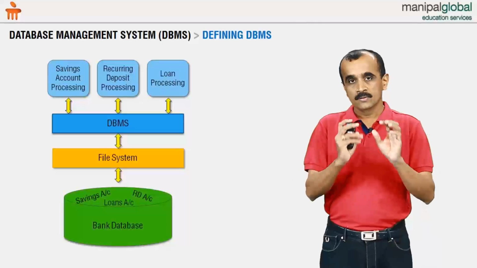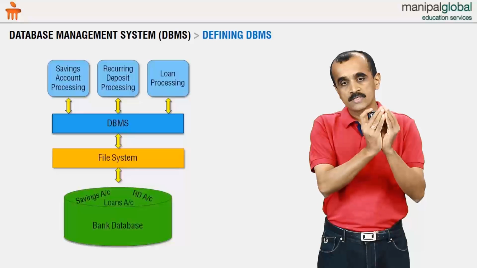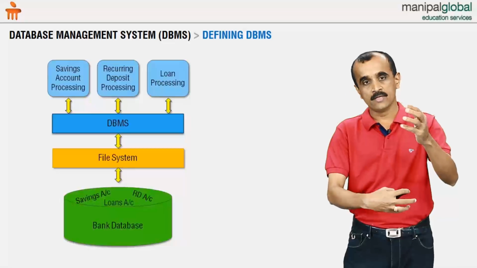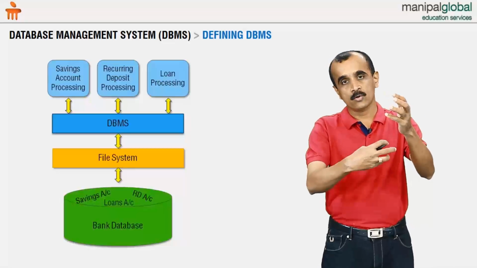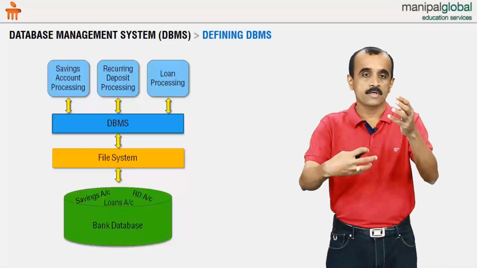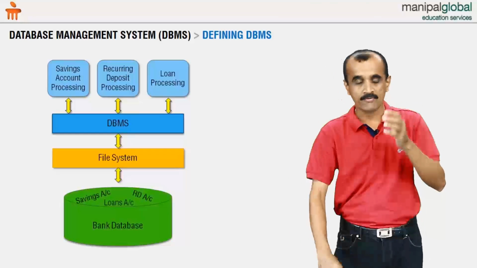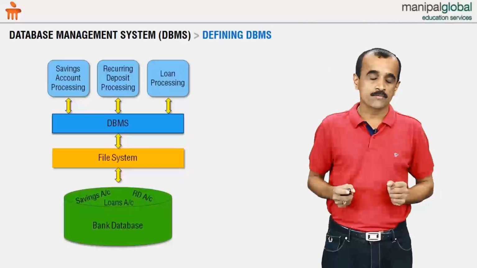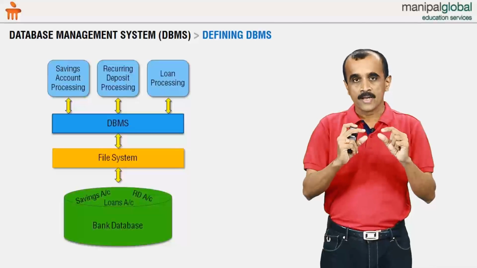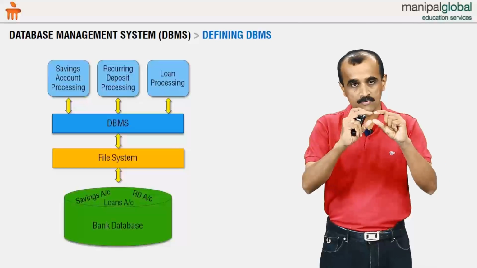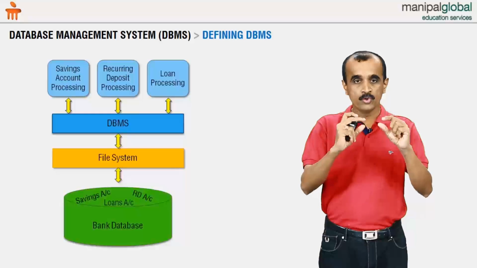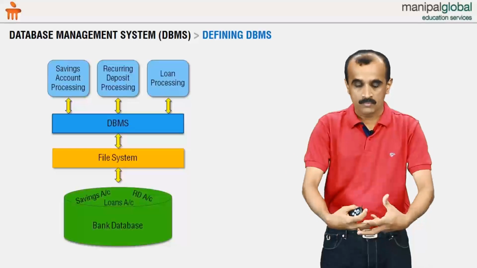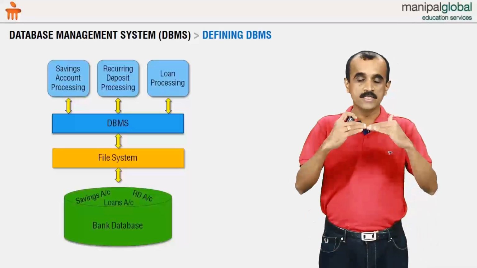We know that there is a lot of disadvantage if I directly store the files. For example, if I say savings account, I store it in savings account dot file, some recurring deposit related files, and if I just try to simply manage, we know the difficulties or issues involved in that. But look at this, I am introducing one more layer of DBMS here, which sits in between the applications which read the data and the data which is stored in the file system.